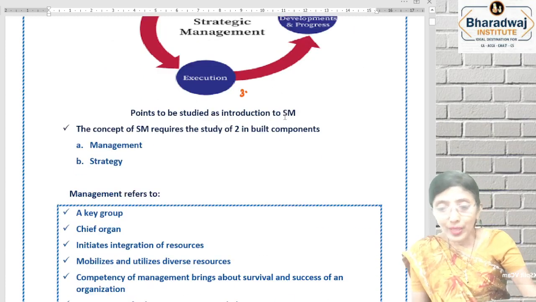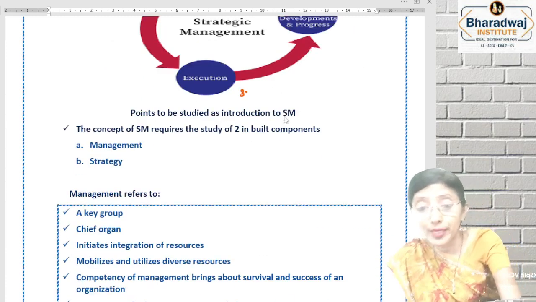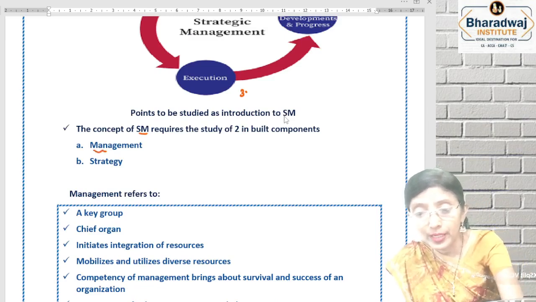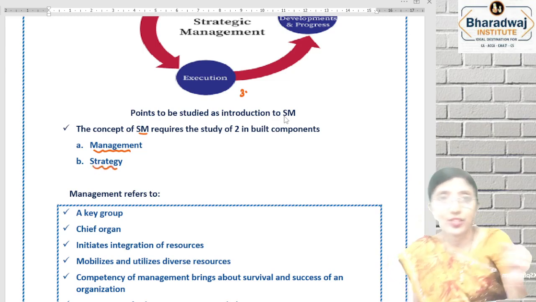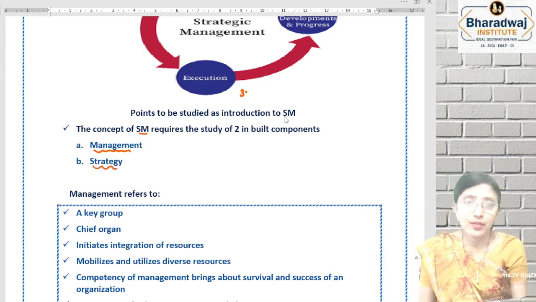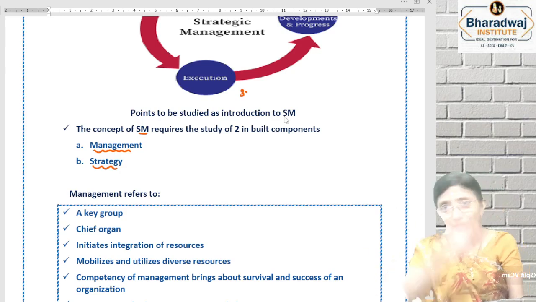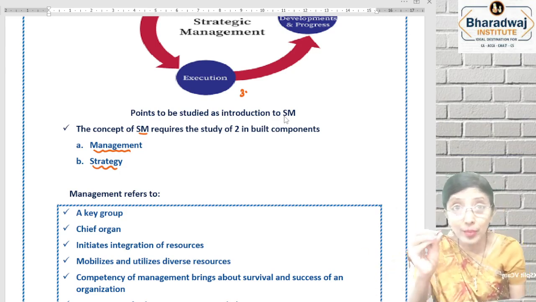Yes. Now coming to the two components of this term itself, please study the definition of management. Please study the definition of strategy. What do you mean by management? Management is the art of getting things done through others. The elements of management are planning, organizing, staffing, directing, controlling. So these fundamentals are asked.